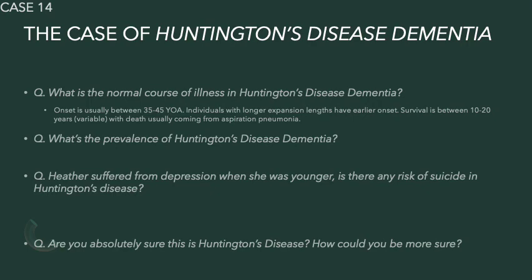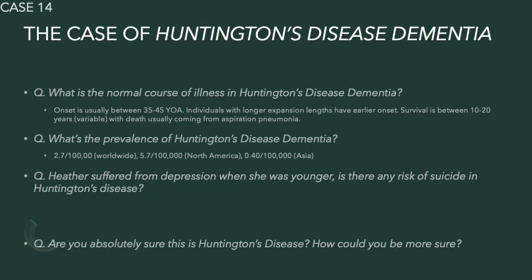What's the prevalence of Huntington's disease dementia? It's 2.7 per 100,000 worldwide. In North America, it's 5.7 per 100,000. It's much lower in Asia at 0.40 per 100,000.